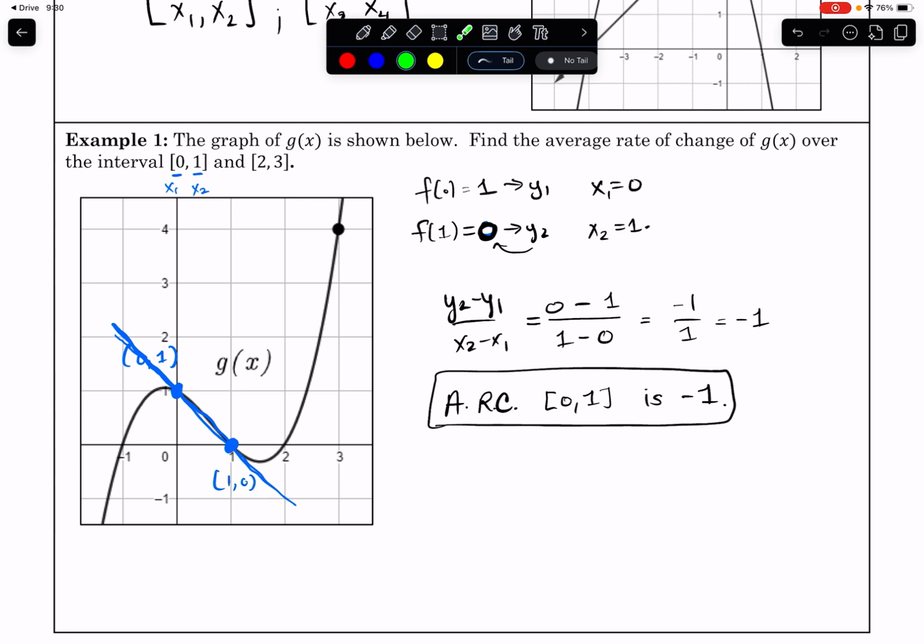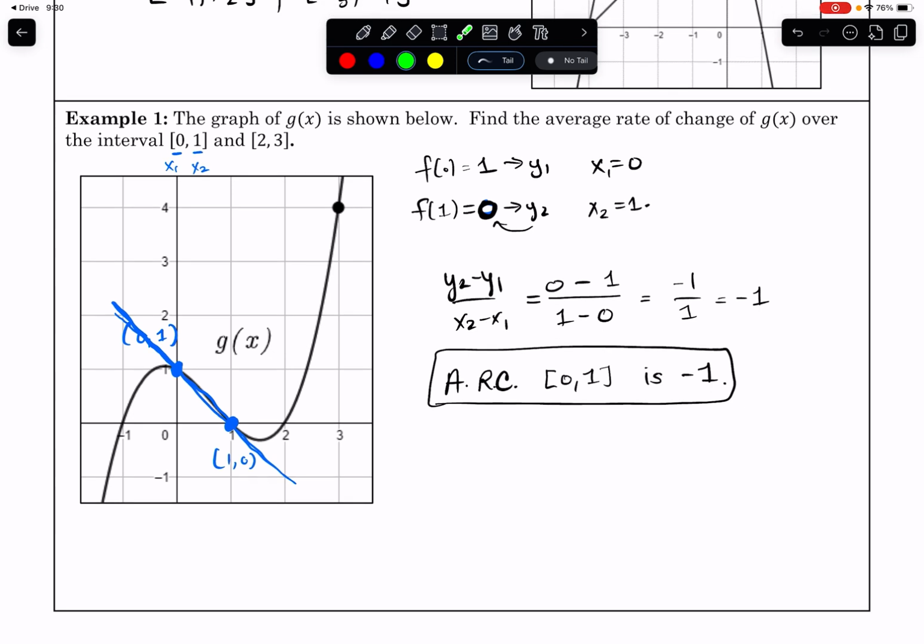Now let's look at what the rate of change is from the points. I'm going to call these again x1 and x2, but I'm going to do it in red this time. So this is going to be my x1, and this would be my x2, from 2 to 3. So at 2, the y value is 0.